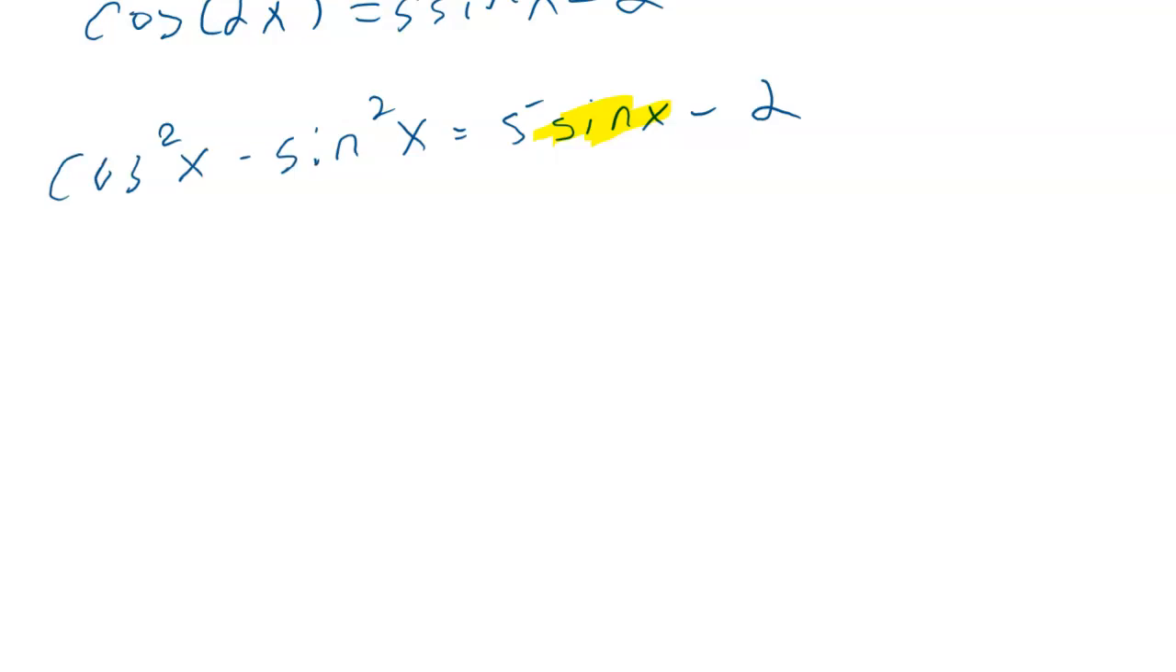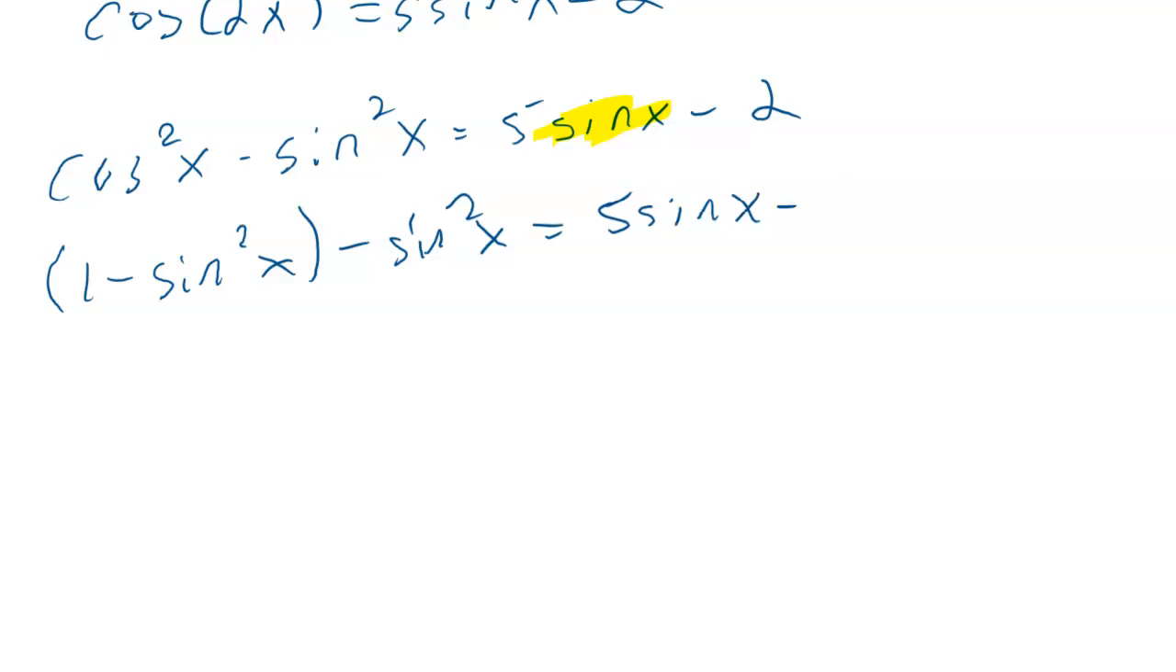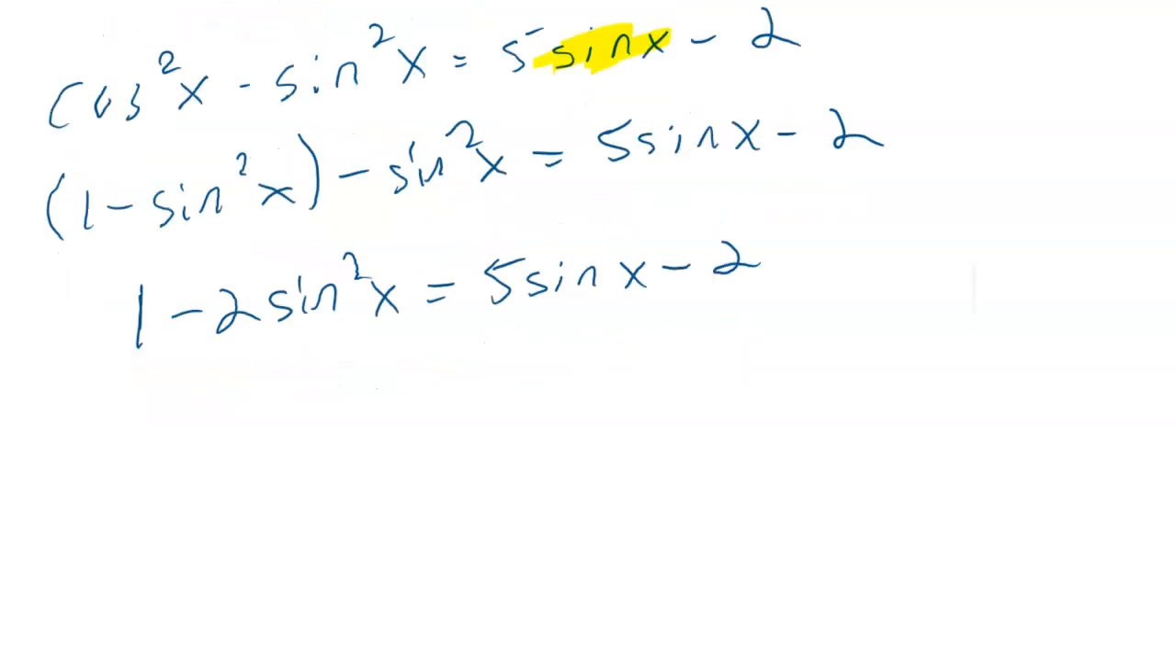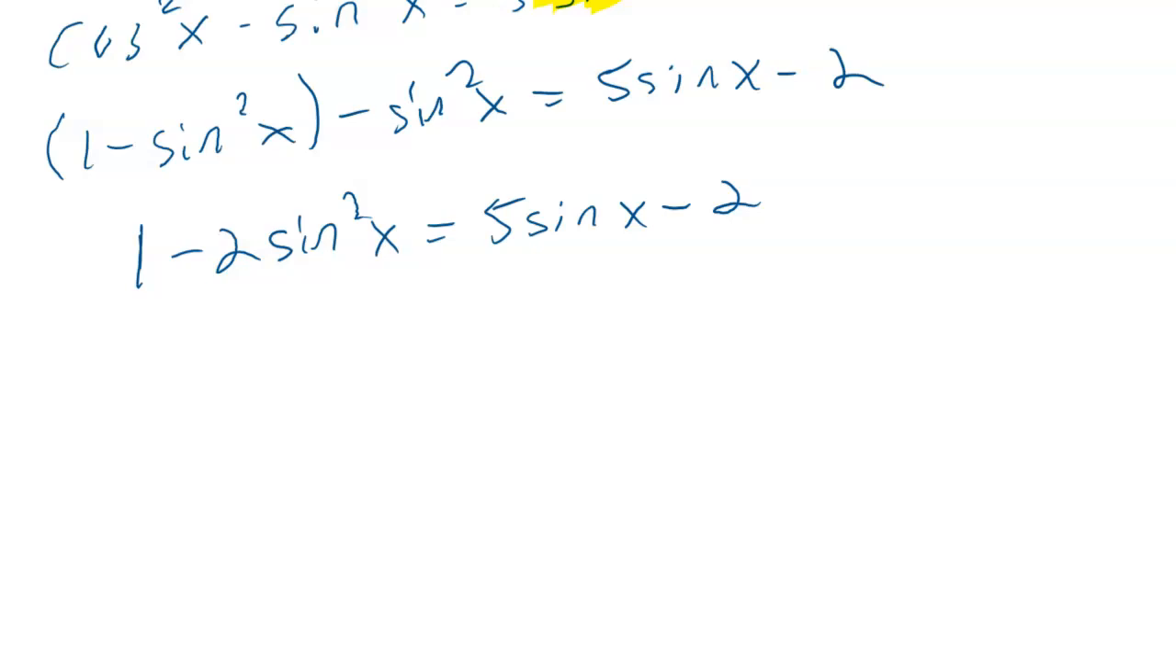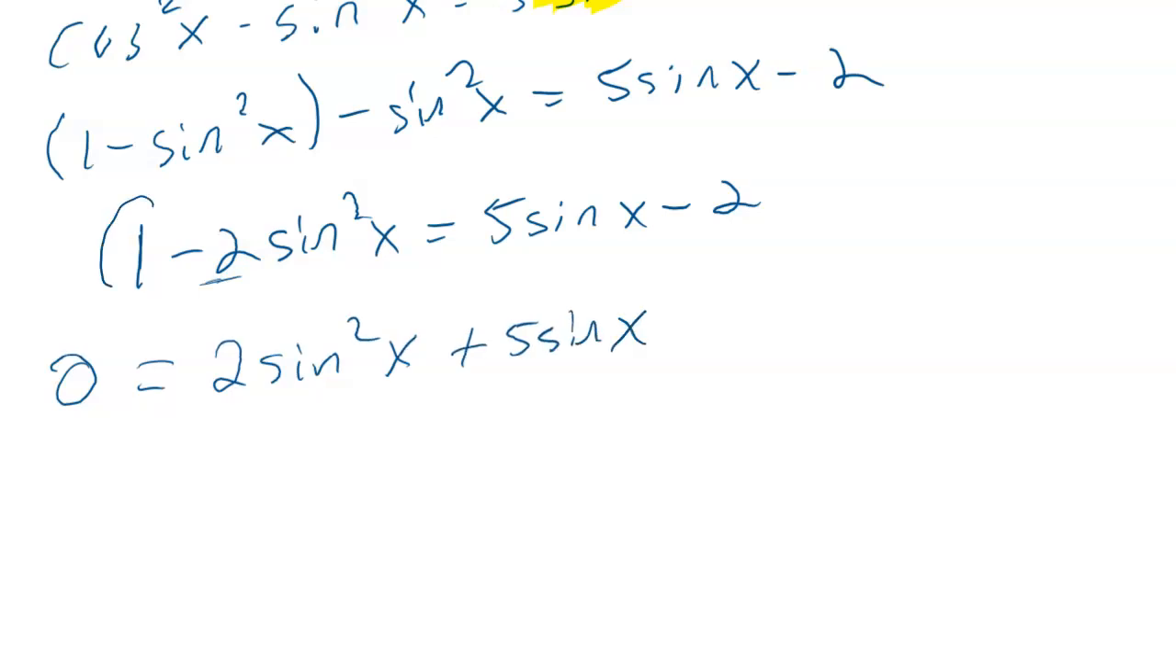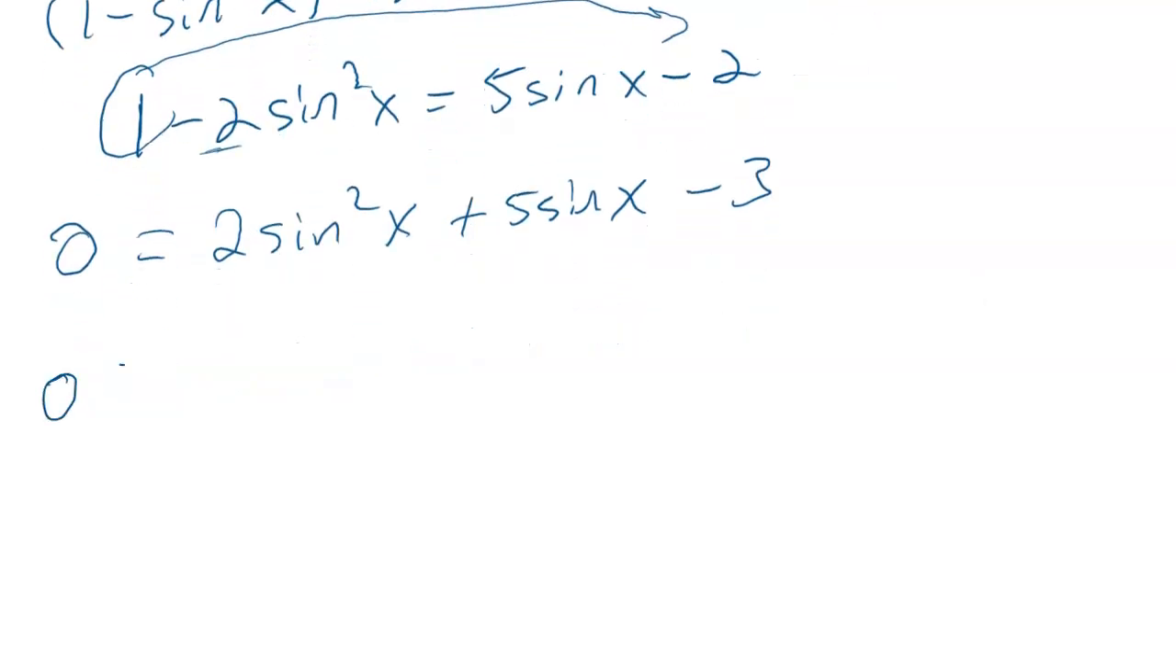We know that cosine squared is equal to 1 minus sine squared of x, minus sine squared of x is equal to 5 sine of x minus 2. When you drop the parentheses, this will turn into 1 minus 2 sine squared of x is equal to 5 sine of x minus 2. I'm going to move everything to the right because I want the leading coefficient to be positive. 0 is equal to 2 sine squared of x plus 5 sine of x. And then I'm going to move this over, and that's going to be a minus 3 if I did that correctly. And then I'm just going to factor.